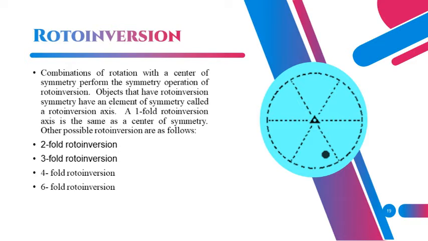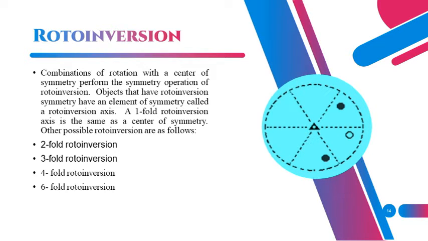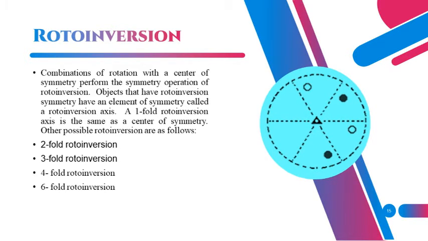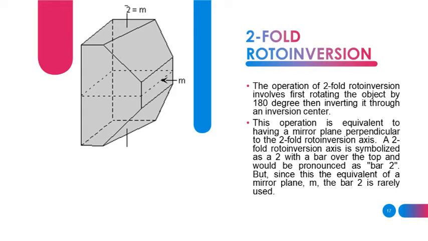And there are other possible rotoinversions as follows: the two-fold rotoinversion, the three-fold rotoinversion, the four-fold rotoinversion, and the six-fold rotoinversion. So the operation of a two-fold rotoinversion involves first rotating the object by 180 degrees, then inverting it through an inversion center. This operation is equivalent to having a mirror plane perpendicular to the two-fold rotoinversion axis.